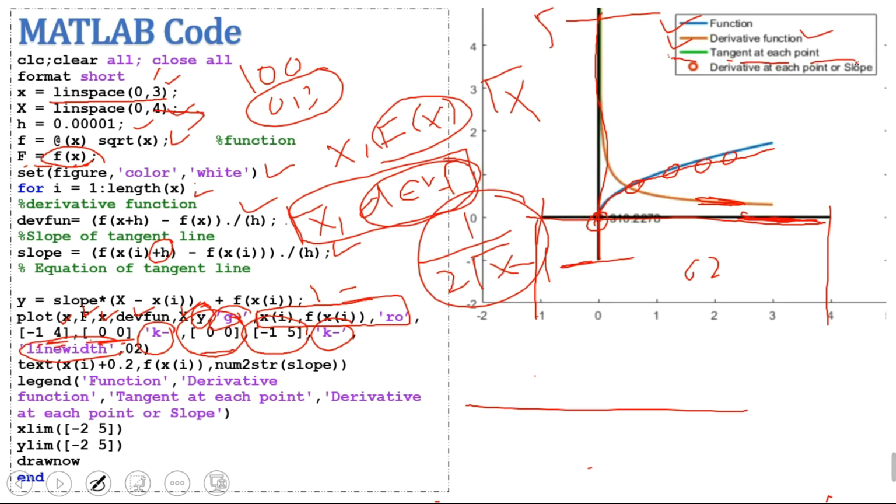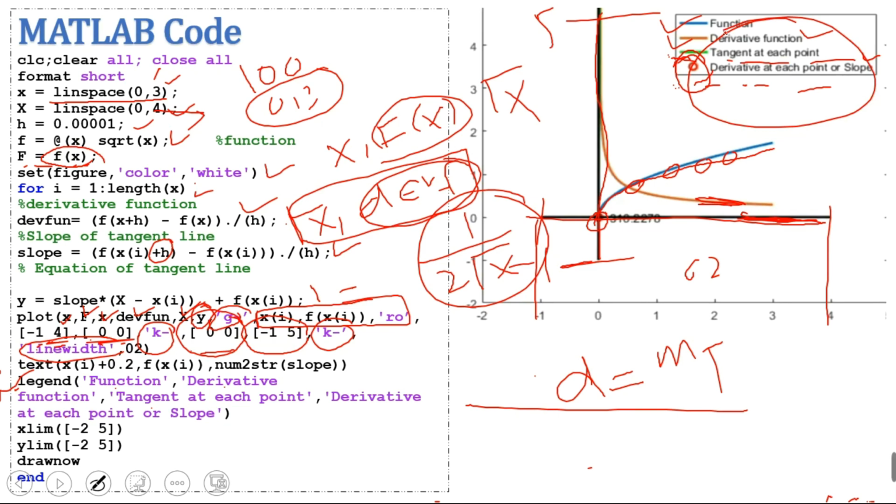This line indicates the given function, this line indicates the derivative function, and the green line indicates the tangent at each point. The red circle indicates the derivative at each point, or the slope of the tangent line at each point, because we know that the derivative is equal to the slope of the tangent line. The legend command is used to label the function, derivative function, and tangent at each point.